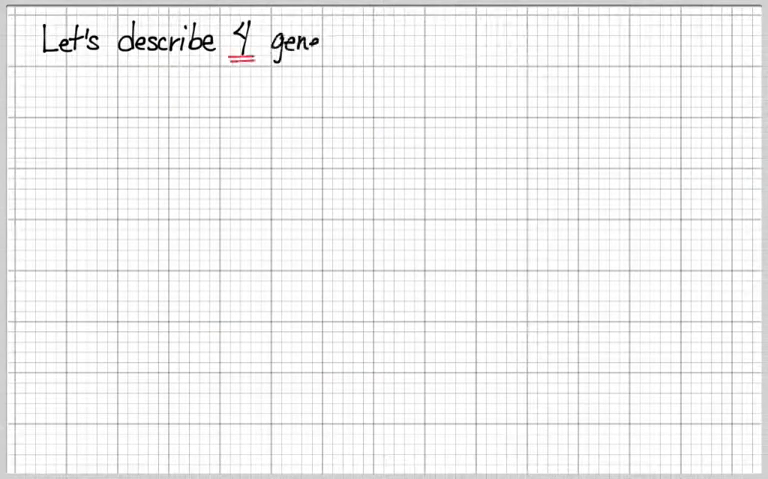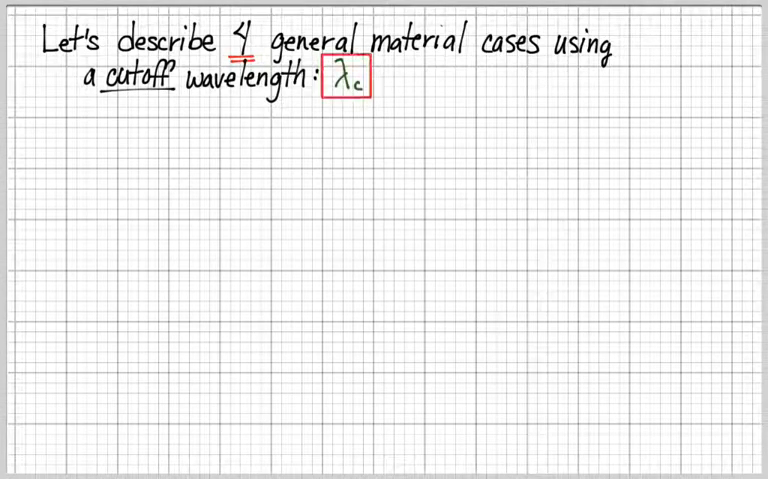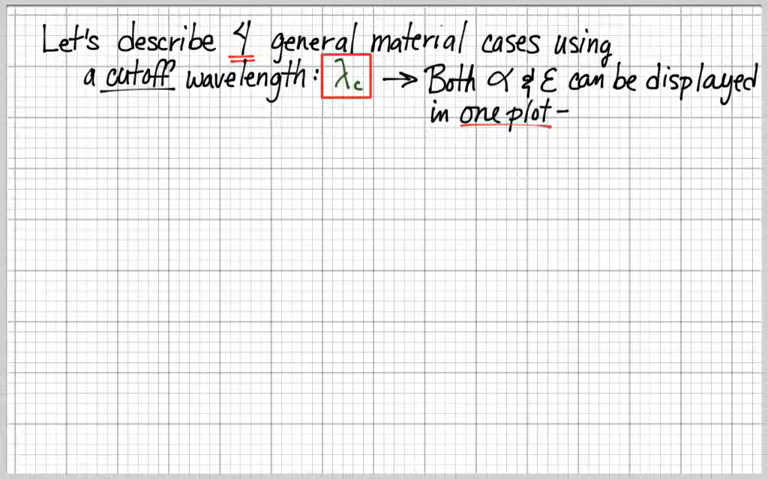So now I'm going to walk you through the 4 general material surfaces, the general cases that are going to be framed using what we would call a cutoff wavelength, or lambda c, which means this is just a breaking point at which the material is analyzed for either absorbing light or emitting light. Both alpha and epsilon from this use can be displayed in one plot. Well, effectively, only rho is going to be displayed, but we're going to be inferring both alpha and epsilon from our results.